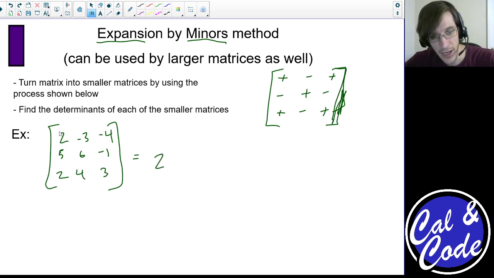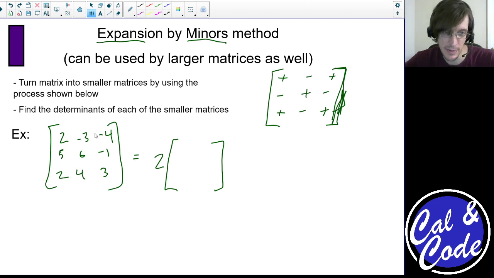If it had been a -5, it'd be plus the -5, okay? So then I'm going to make a little matrix here. Then I'm going to do one with the next spot. My next spot is my -3. Okay, I have a minus here, so I'm going to do minus my -3, which is going to make a +3.